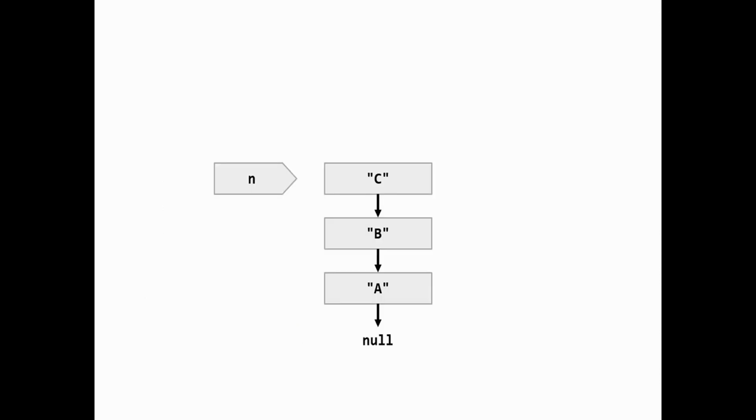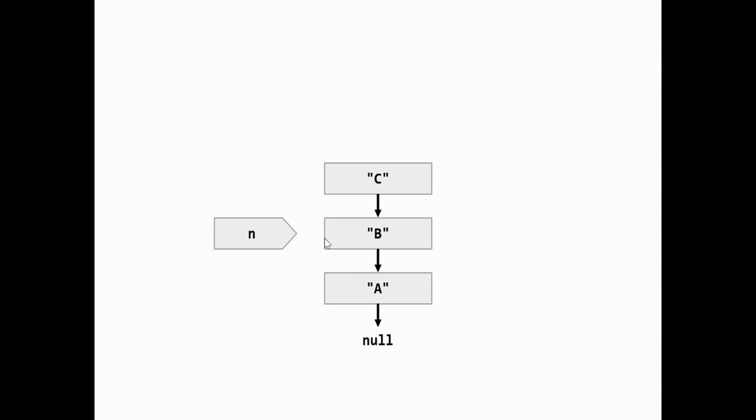All right, so toString. This is the sequence. This is what happens. So n starts out, in this case, pointing at the top node. Is n null? The answer is no. So process the C. n equals n.next. So it now points at the b. Is this node null? The answer is no. So process the b, n equals n.next.